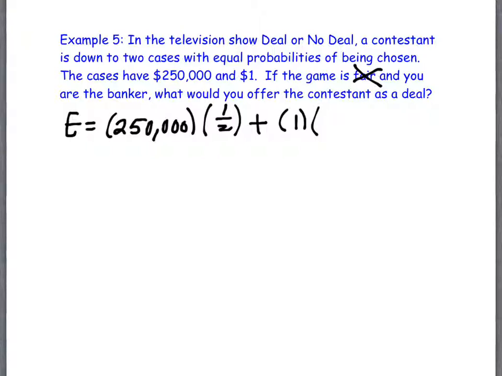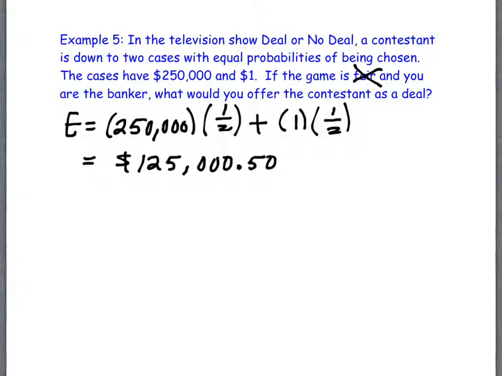All right, so if there's another possible outcome of $1, how likely is that to happen? 1/2. And will those always equal 1, the probability? Yes, they will. The probabilities will always sum to 1. All right, so multiply those, and then add them together. I know it's not the way they would give you a value on the particular game show, but humor me for the moment and tell me what the banker should give you for your case. $125,000.50. Yep.